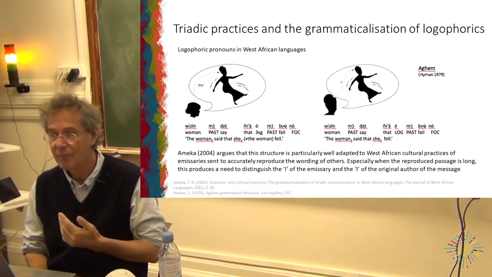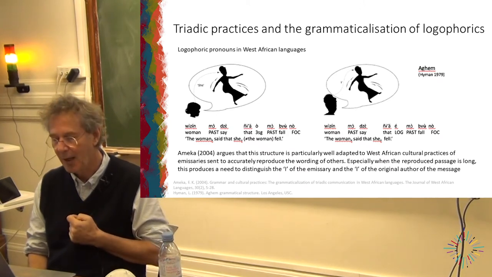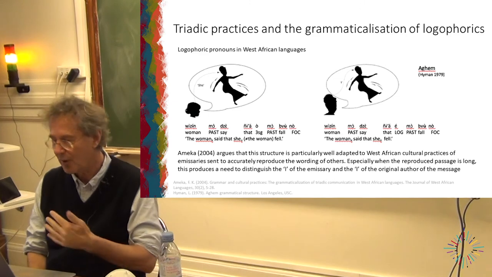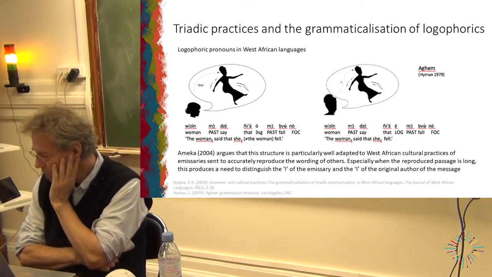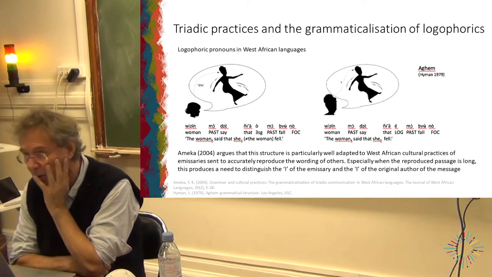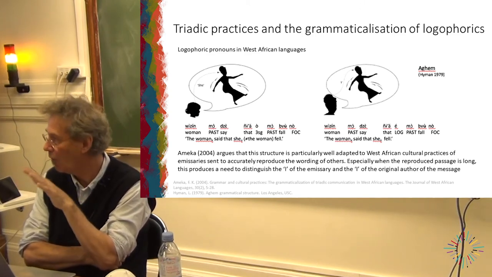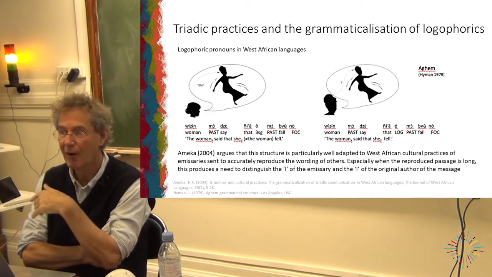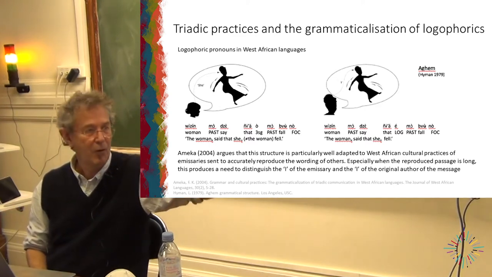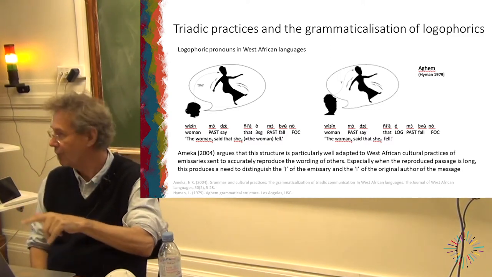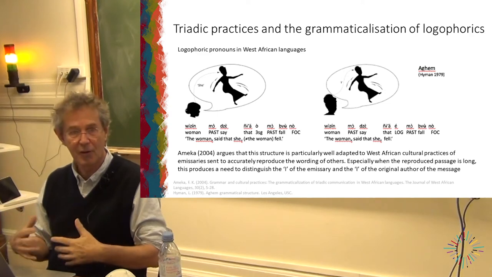But the question is, why do you get them where you do get them? In Balthasar Bickel's formulation, what's where, why? That's what typology is about. I won't say they're only found in West Africa. They're not super common, but they're found across the world. But Felix Ameka wrote a really beautiful article about this called Grammar and Cultural Practices, in which he points out that widespread in West Africa is a whole cluster of cultural practices where you have mediated communication. It could be a chief sending off some minion to tell someone else what they said, or a parent sending off a child to a neighbour to say what's said, but this huge value is placed on faithful transmission of messages and faithful reporting.